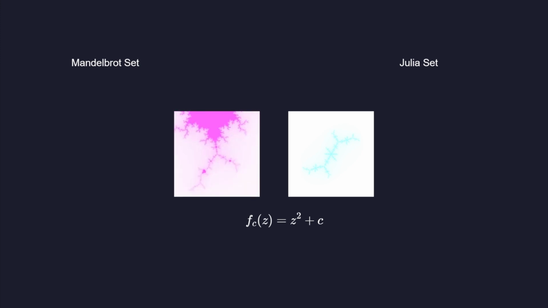Misiurewicz points are specific locations on the boundary where the orbit of 0 is pre-periodic but not periodic. At these points, the Mandelbrot set looks locally similar to the Julia set for that same value of c.